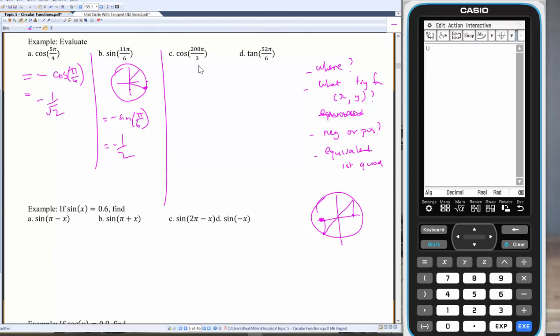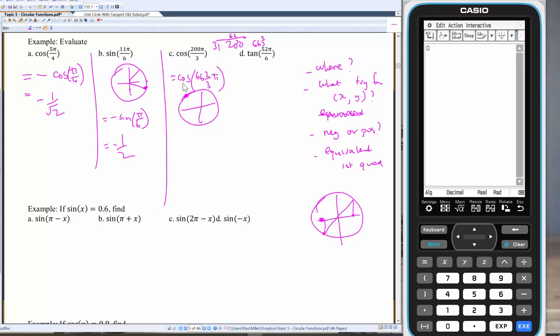Cosine of 200 pi on 3. All right, so let's put 3 into 200, and that goes 66 and 2/3. So that's the cosine of 66 and 2/3 pi. All right, so how do I do this one with a unit circle? Well, what I'm going to note is this is 2 pi, 4 pi, 6 pi, 8 pi, 10 pi, 66 pi. So we're going to go 2/3 more.